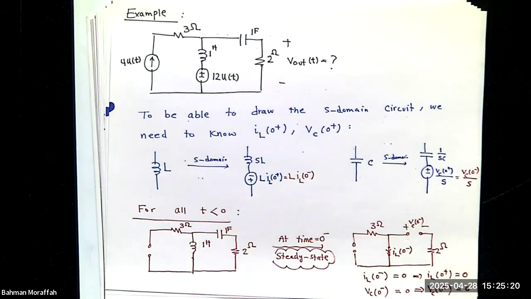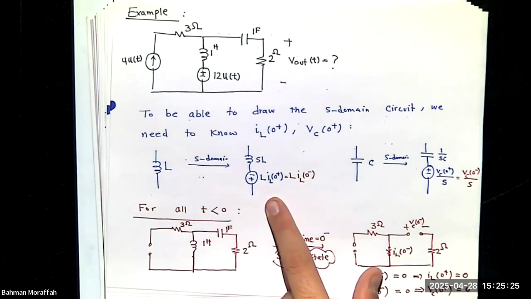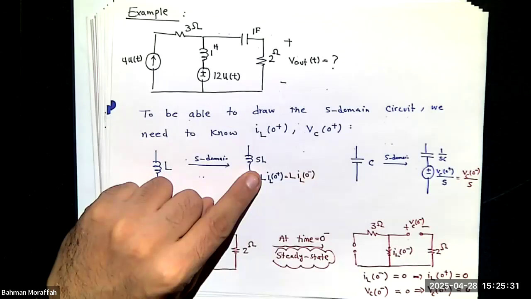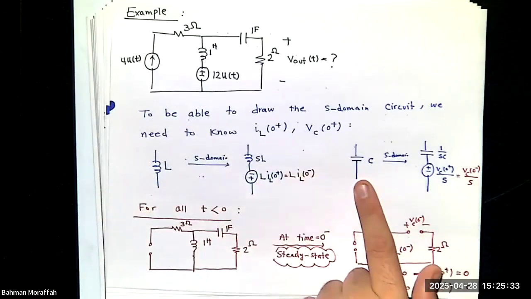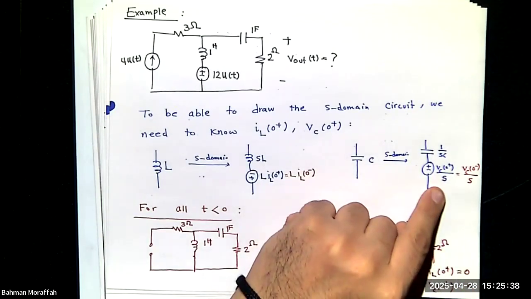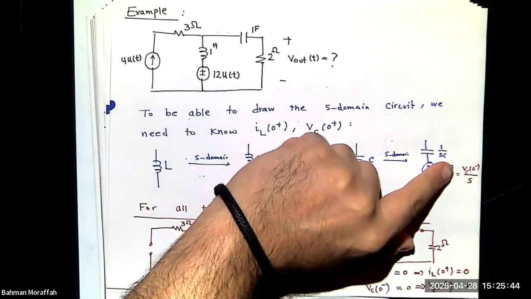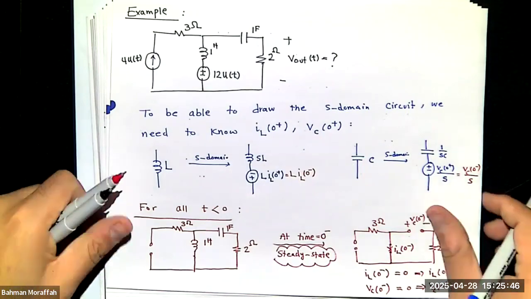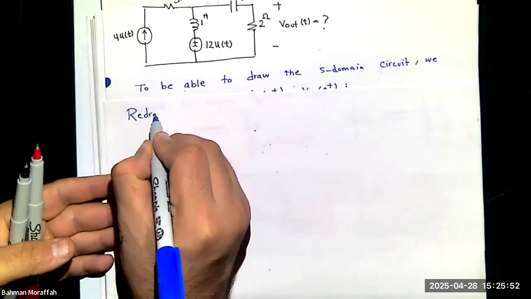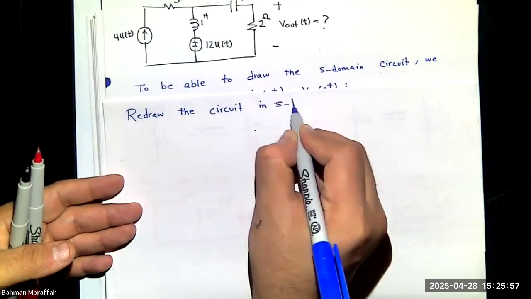What does this tell me? It tells me if I go from this L in time domain to the S domain version of it, there is no voltage source because IL is 0. Same thing over here. If I have this C and I go to the S domain version of it, there is no voltage source. Therefore, this term is gone. Right? So let me quickly redraw the circuit in S domain.